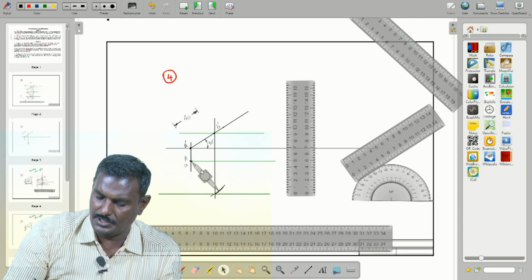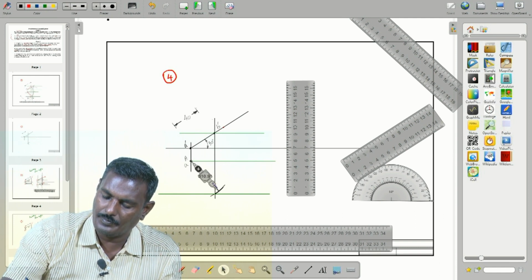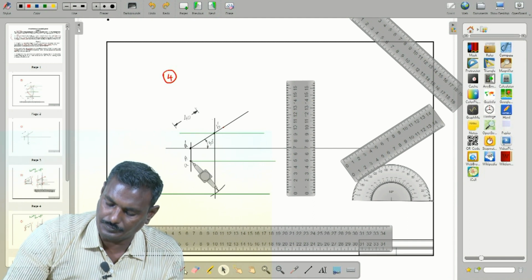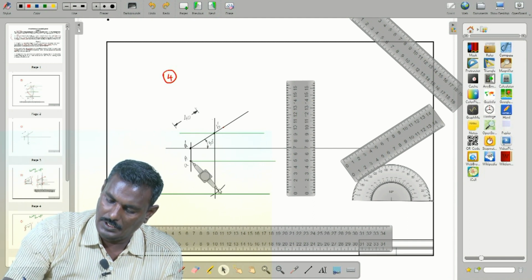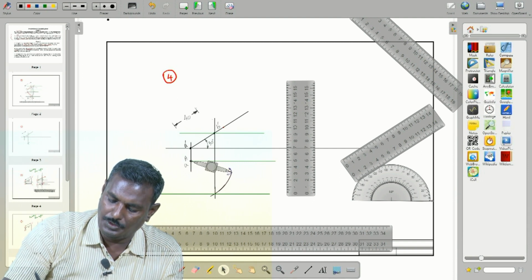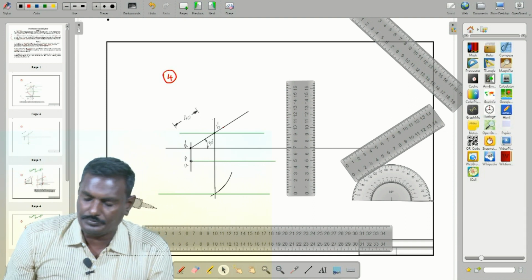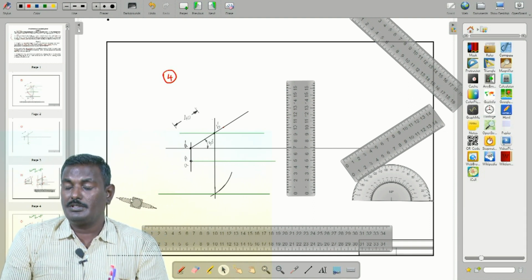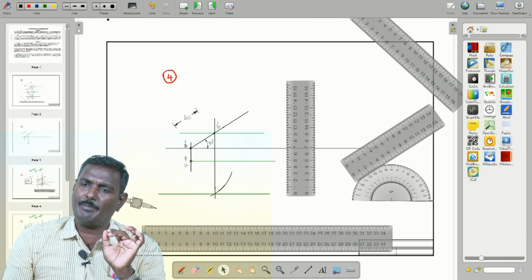Okay, just this arc up to this. This is the concept, is it? But actually, how to determine capital B?